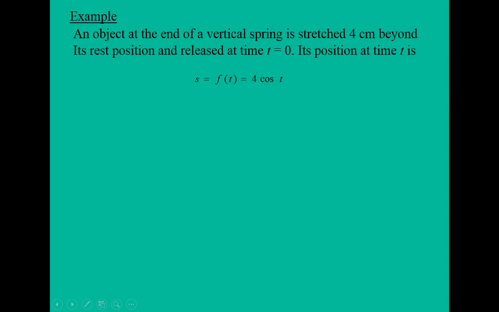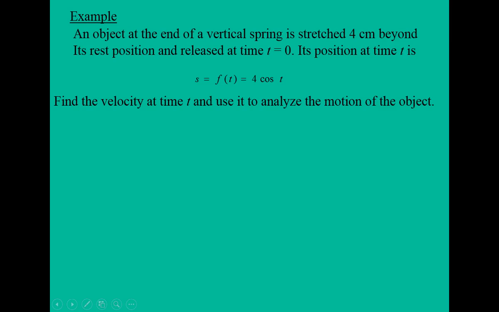An object at the end of a vertical spring is stretched 4 centimeters beyond its rest position and released at time t equals 0. Its position at time t is, so we have a position function, f of t equals 4 cosine of t. Find the velocity at time t and use it to analyze the motion of the object.